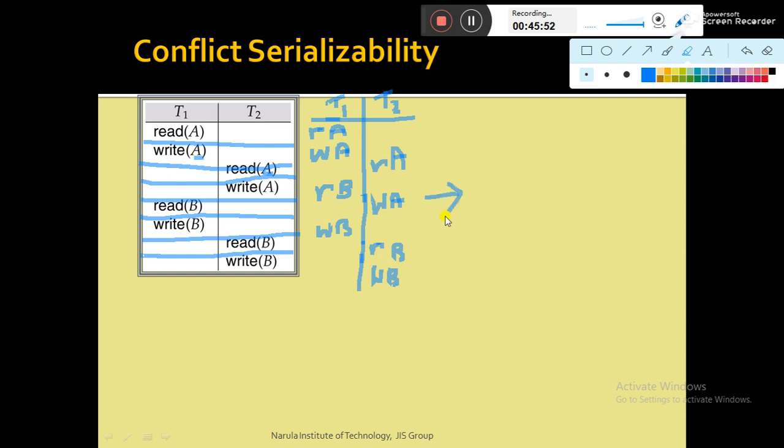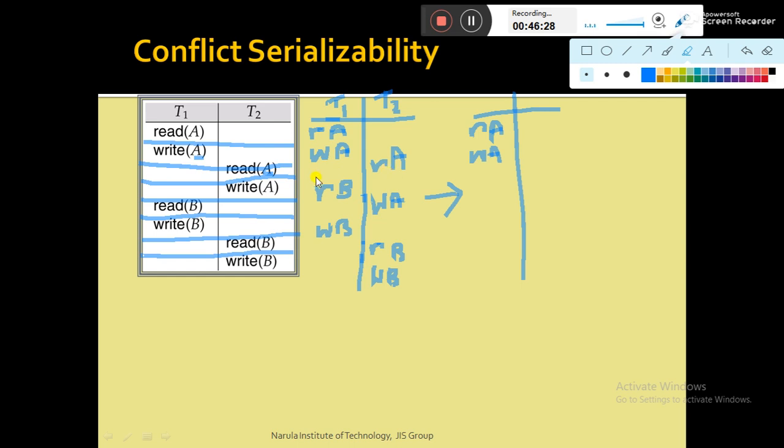Next, again T1 T2. Now again read A will be same over here. Now write A, read A, they are conflicting, so cannot change their order. Write A will be over here, but check whether we can swap these two, this one and this one. This is read A, this is read B, they are on different data items, so we can change their order.